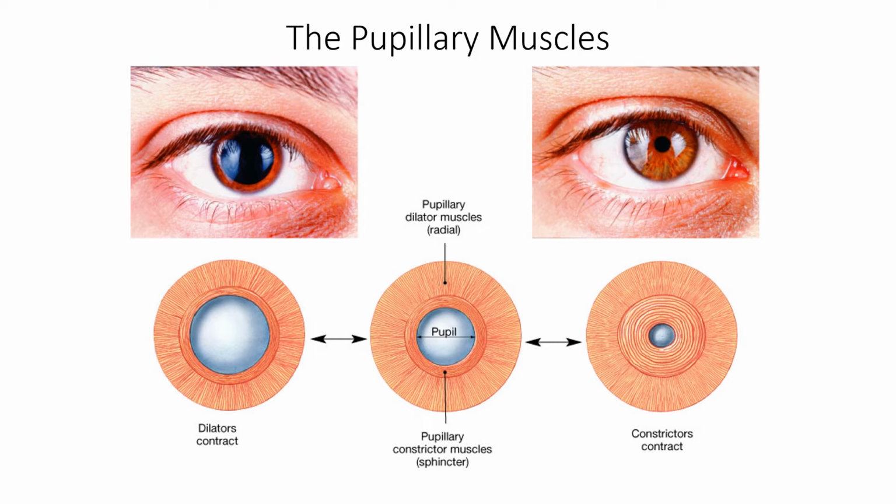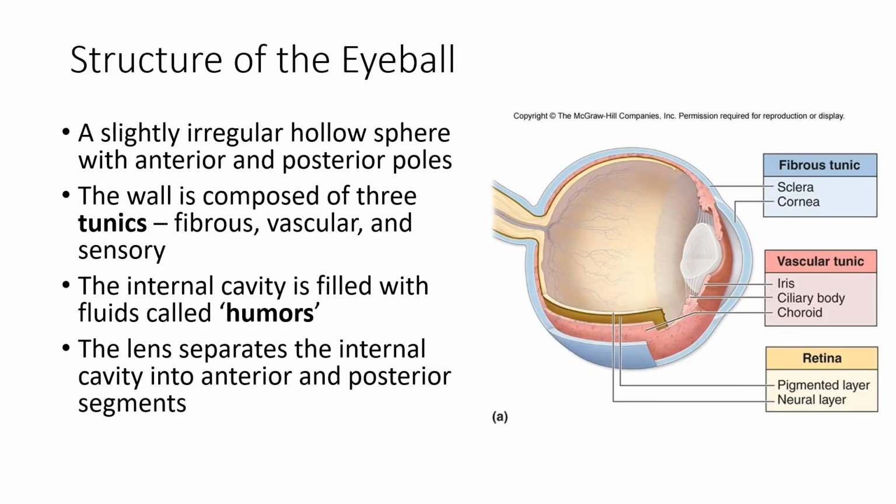So now that we've looked at the accessory structures of the eye, and we've looked at the muscles of the eye, let's take a look at the structure of the eyeball itself. So the eyeball is almost a sphere, but not quite. It's a bit irregular, largely due to the fact that the cornea, the front clear part of the eye, sticks out a little bit.